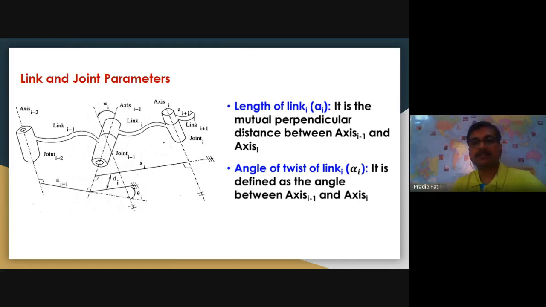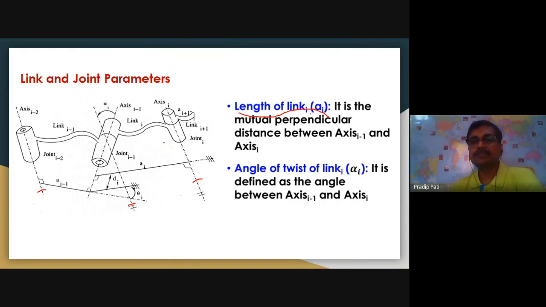First is the length of the link. We represent it by a i. Length of the link is the mutual perpendicular distance between the two axes. Let us say this is axis i, this is axis i minus 1, this is axis i minus 2. Axis i, as can be seen here by the dotted chain line. The axis i minus 1 is a horizontal line and the axis i minus 2 is also a vertical line.